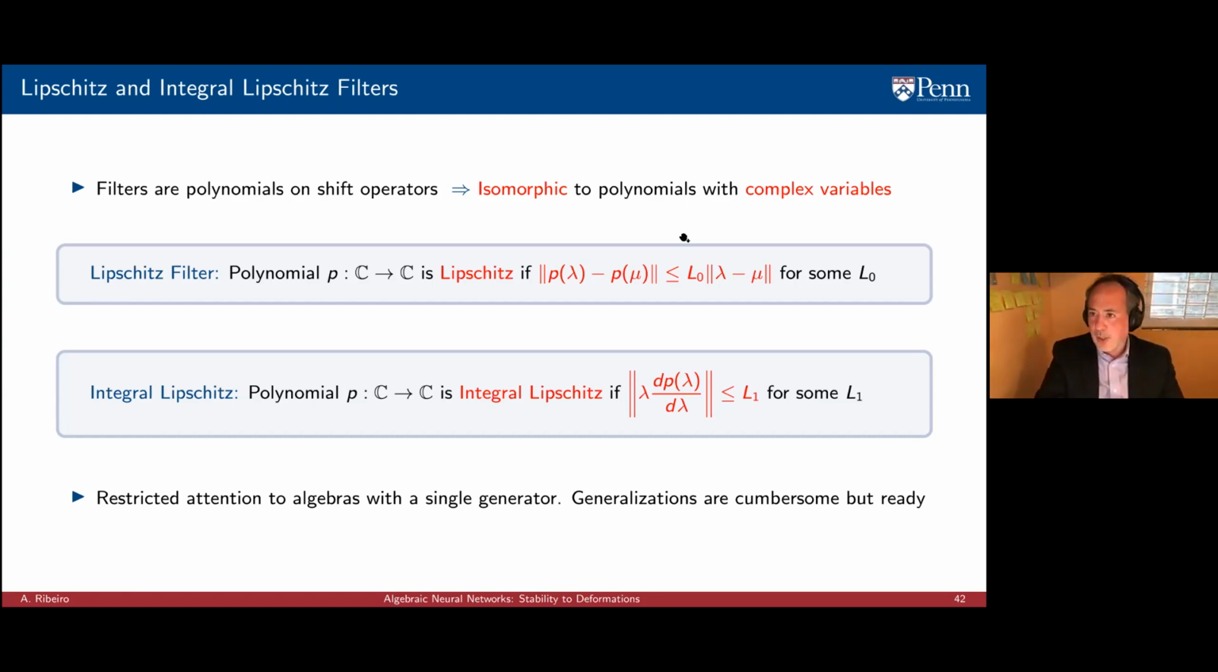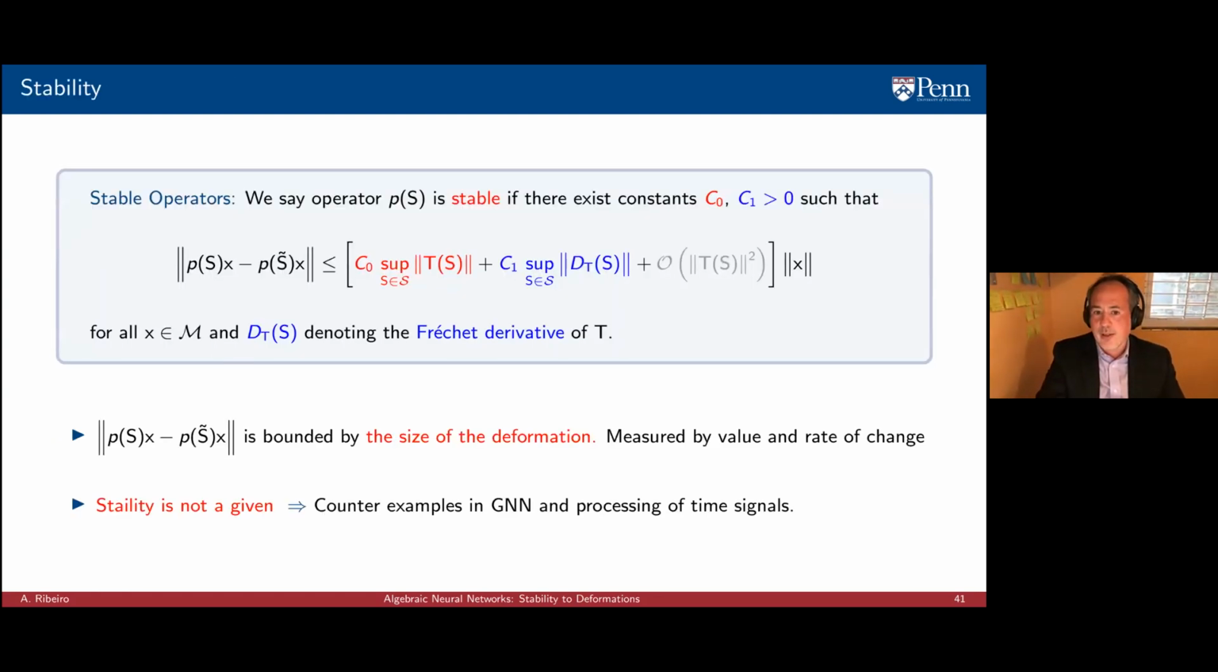So let me repeat the quantities that I defined. I defined stability as the ability, the property of my operator, of being bounded by a constant quantity multiplying the size of the perturbation plus another constant quantity multiplying the rate of change of the perturbation.